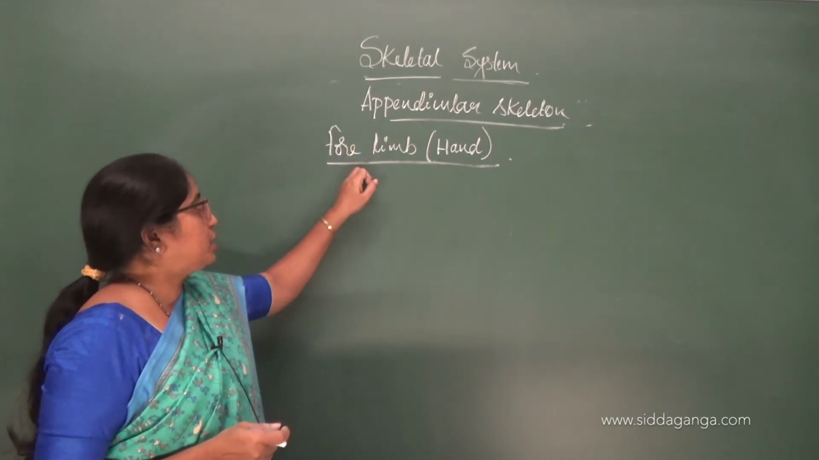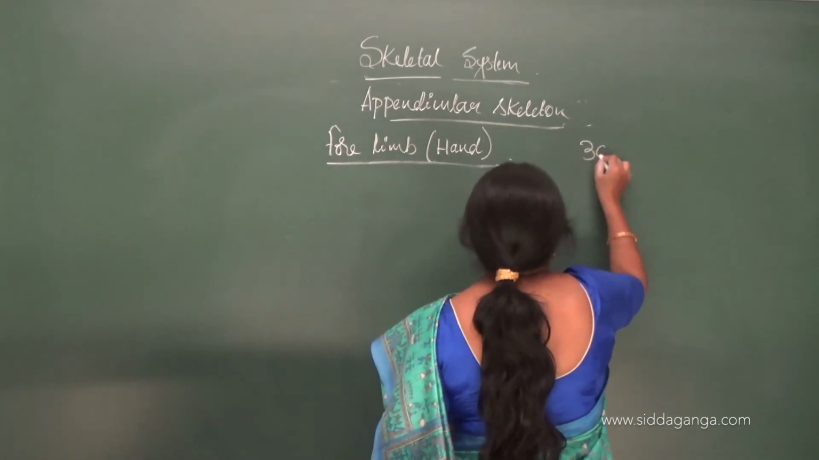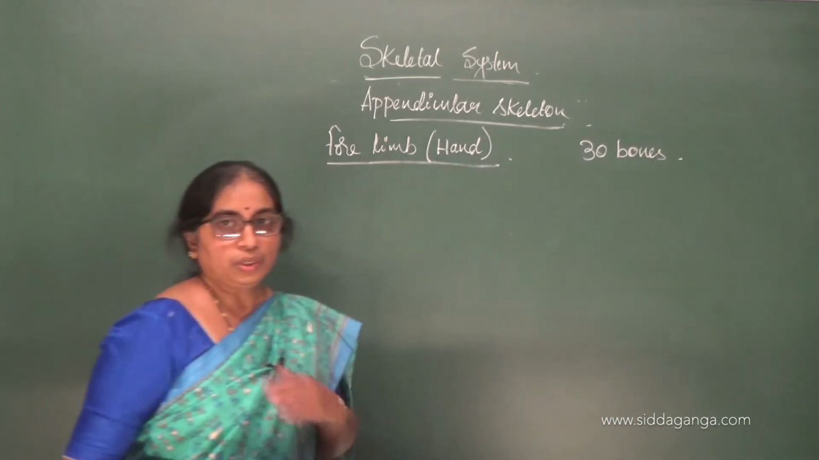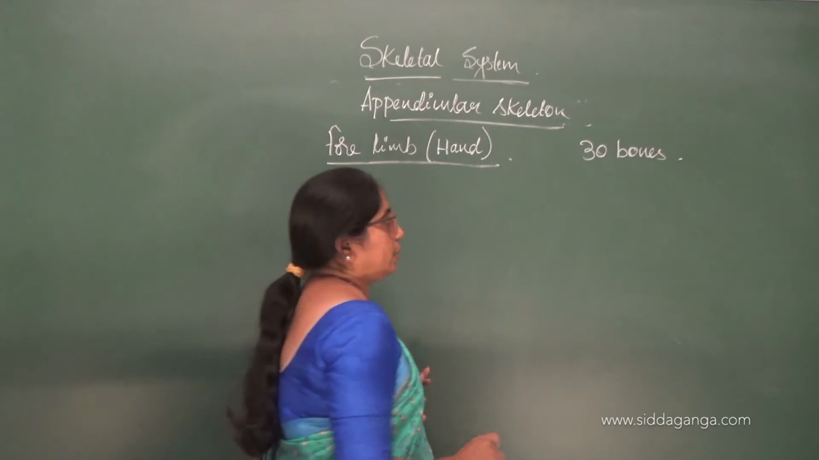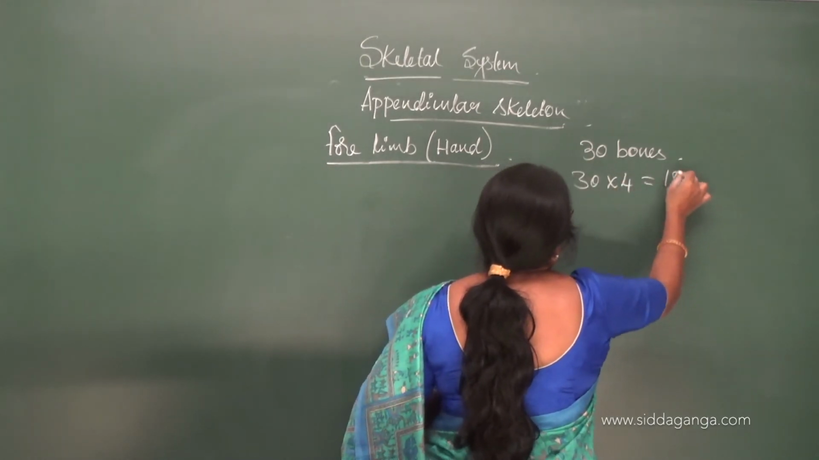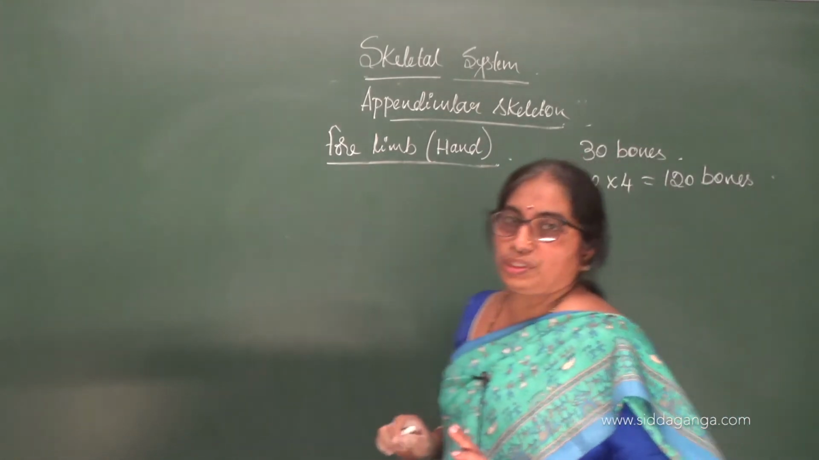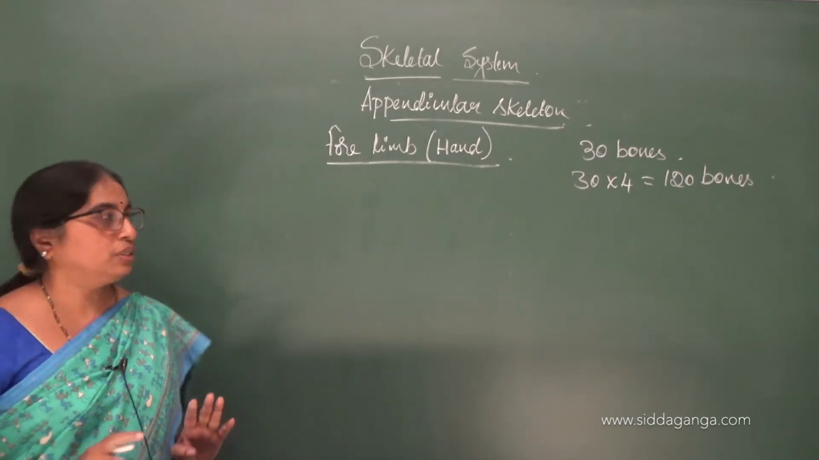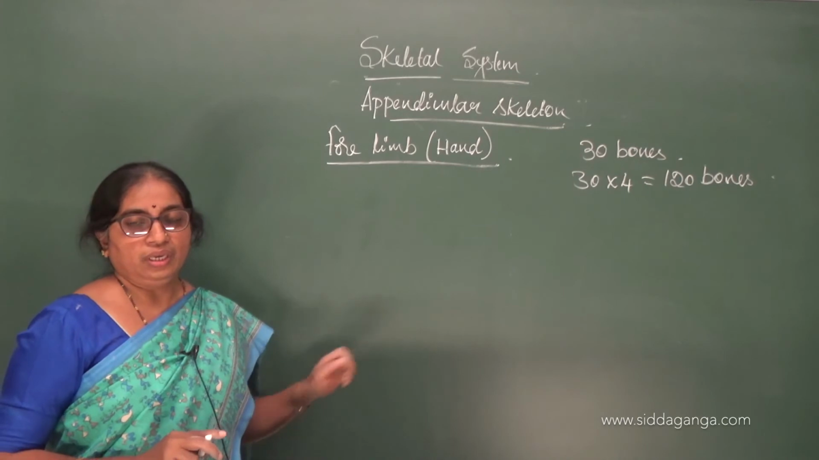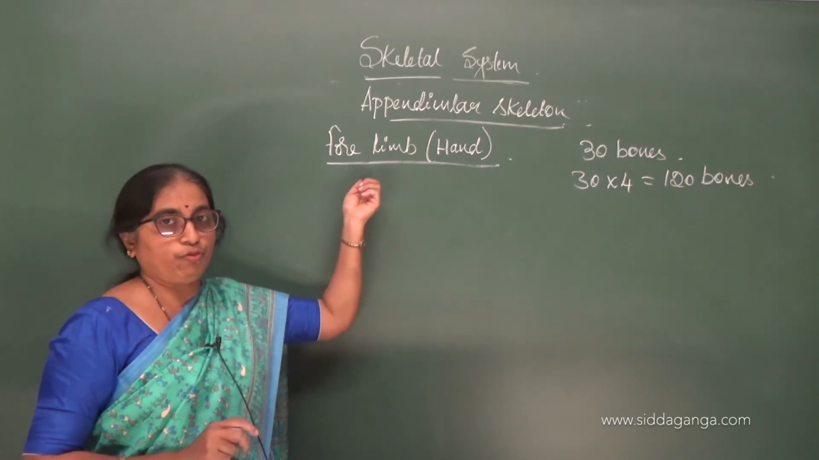Here in the appendicular skeleton, each limb consists of 30 bones. In the human body we have 4 limbs, so 30 into 4, it will be 120 bones. So 120 bones coming from all the 4 limbs. Now let us look into which are the bones of the forelimb.